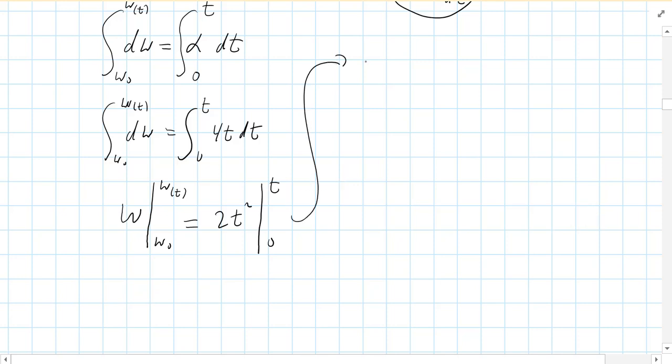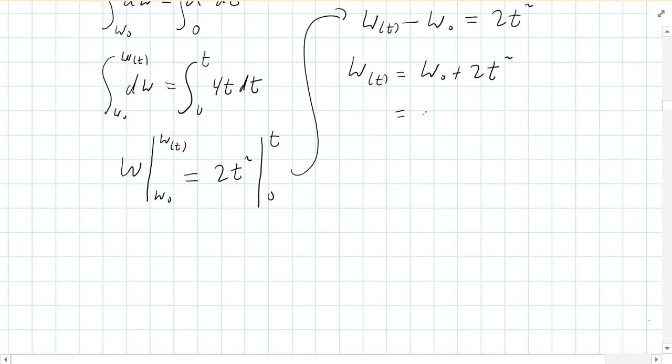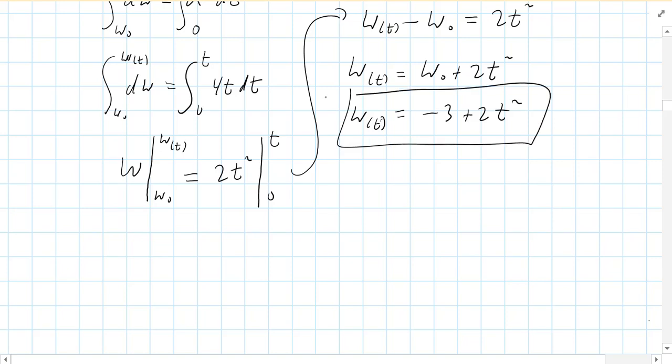I'll continue this over here. The left side simply becomes omega as a function of t minus omega naught. The right side simply becomes 2t squared. So omega as a function of time is equal to omega naught plus 2t squared. We gave you a value for omega naught, which was -3, so you can put -3 plus 2t squared. That is omega as a function of time, and you can plug in anytime you want to figure out omega.